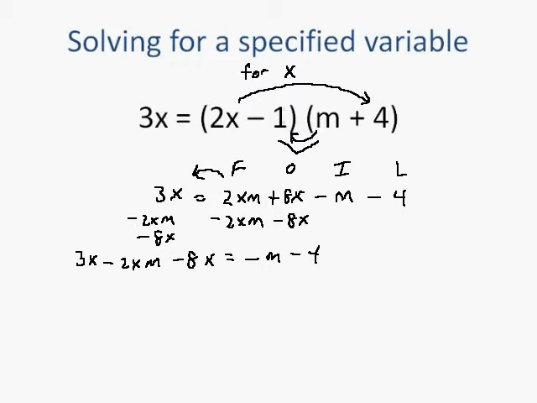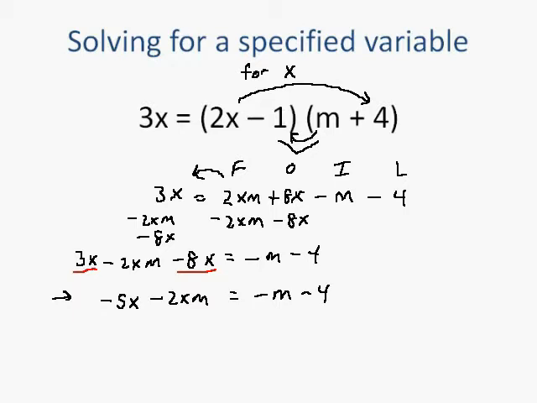So we've got to collect like terms. We've got a 3x and we've got a minus 8x there, which I believe will add to be minus 5x. Minus 2xm equals minus m minus 4. Now tell me you didn't try to put those two things down here together, because they're not like terms. Now still, we have to get to x. How do we do it?